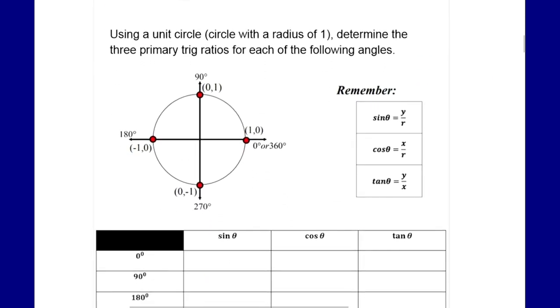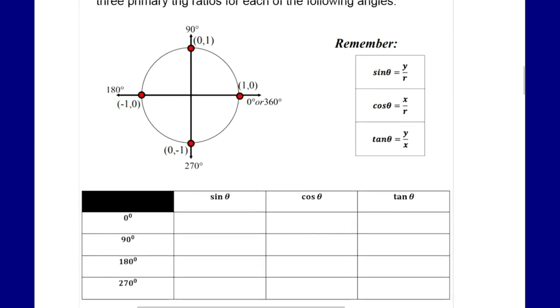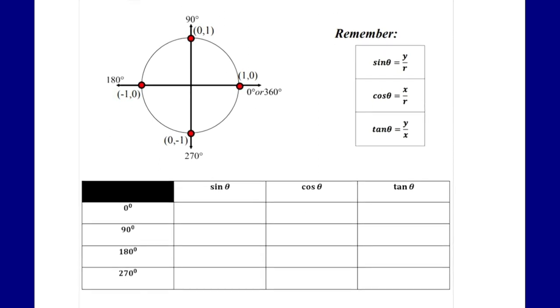So just a little bit of a review, right? Using the unit circle, which is a circle that has a radius of 1, we want to determine the three primary trig ratios for each of the following angles. So remember sine, cos, and tan. Sine is y over r, cosine is x over r, tan is y over x. So this is what we looked at in the previous lesson. We're going to use that to help us figure out the ratios for these specific angles.